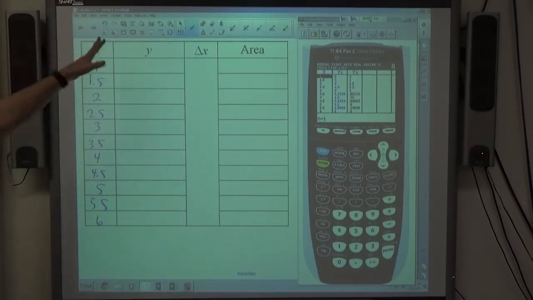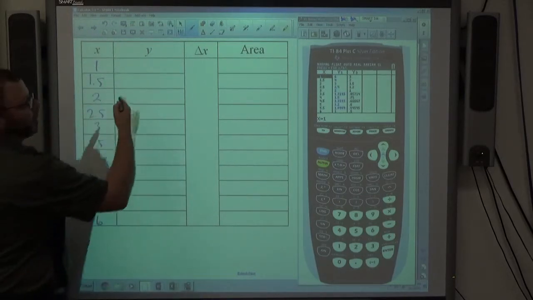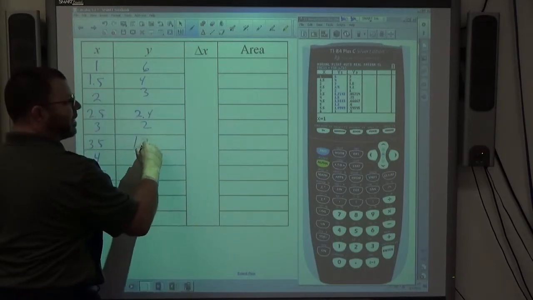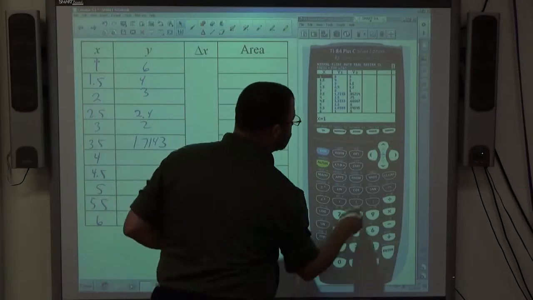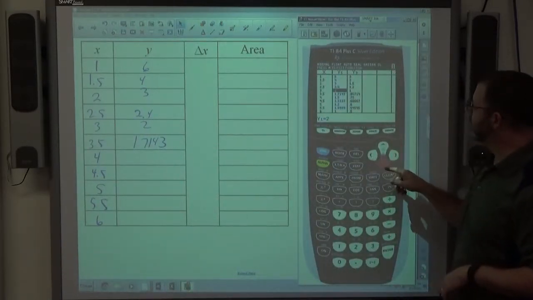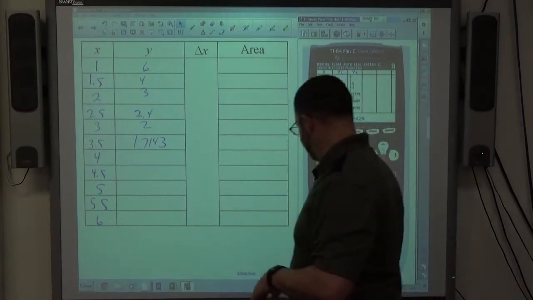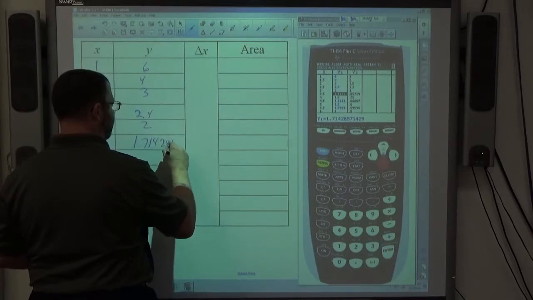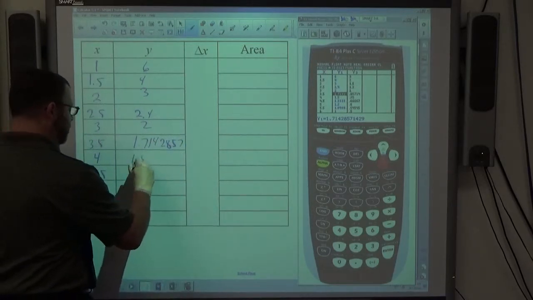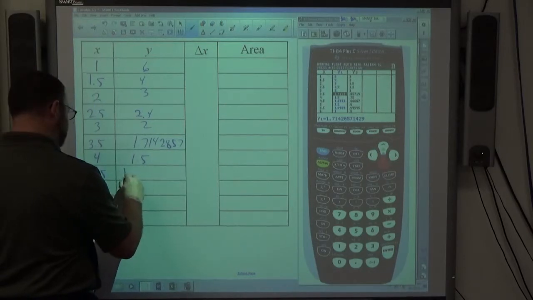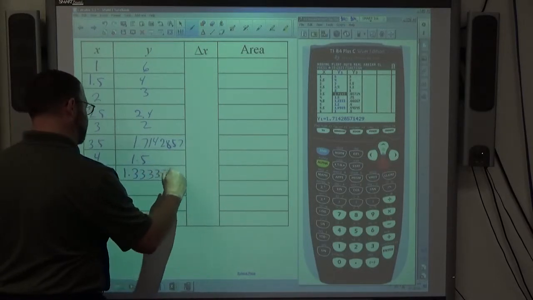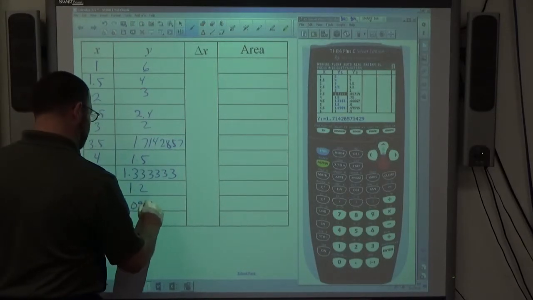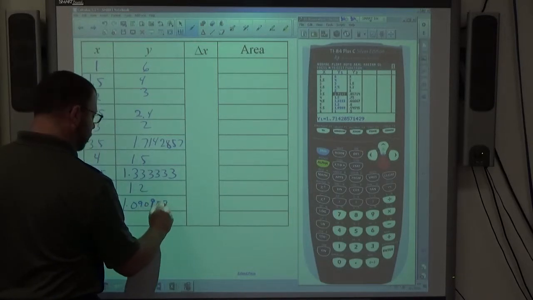And then y1 is the height of every one of the rectangles, and that will be the second column here, which is 6, 4, 3, 2.4, 2, 1.7143. I want 6 decimal places, typically rounded, so 1.714286. Then 1.5, 1.33333. I'm going to guess that just keeps going. And then 1.2, 1.0909, probably 09, and then 1.